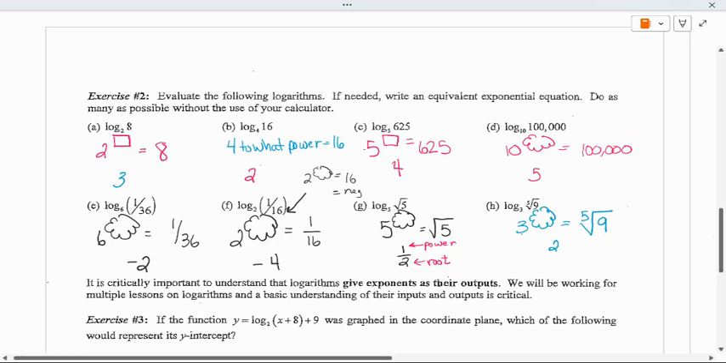3 squared is 9. And the root is 5. Let me say this again. 3 squared is 9. That's my power. And the root is the 5th root in the denominator. Okay?